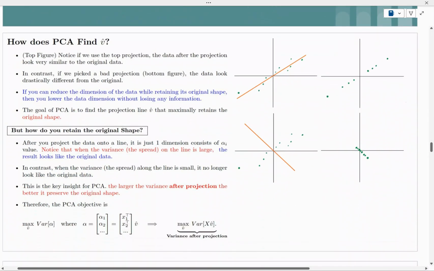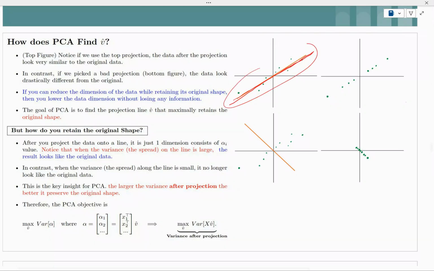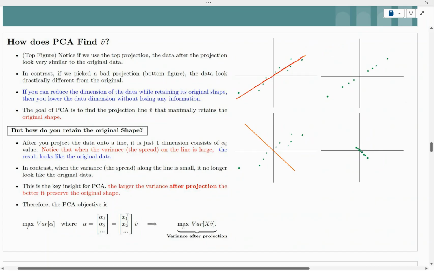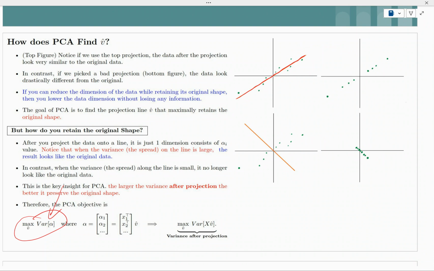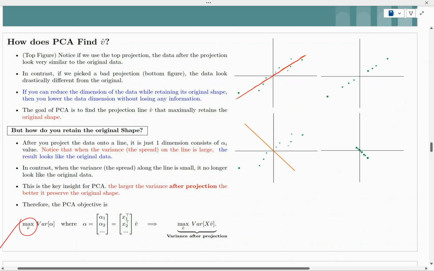Remember what PCA does. It's trying to find a line, a vector, which after you do the projection, the result looks very similar to the original data, right? This would be an example of a projection where the final result doesn't look like the original data. So in PCA, we're trying to find a line projection such that the variance after the projection is maximized. Okay, so that was what PCA does.